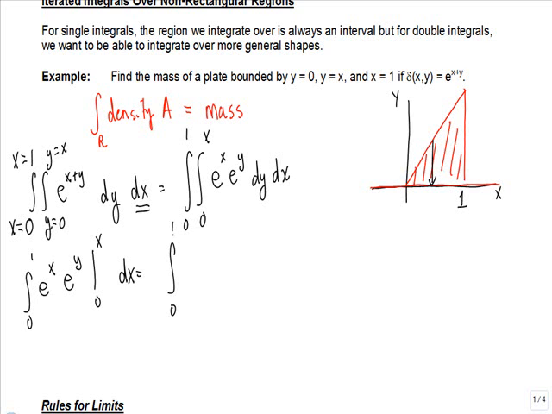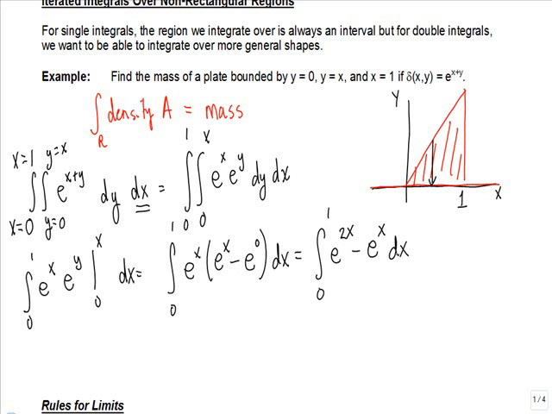Substitute in. So that's going to give me e to the x, and when I substitute in, that's going to give me e to the x minus e to the 0. Right? I plugged in the upper and the lower limits. dx, 0 to 1. And now if I neaten this up just a little bit, this is going to give me e to the 2x minus, and remember e to the 0 is 1, so it's going to give me minus e to the x dx.